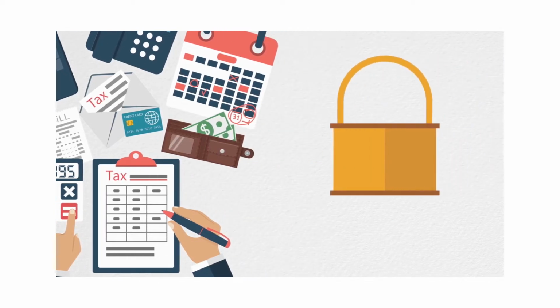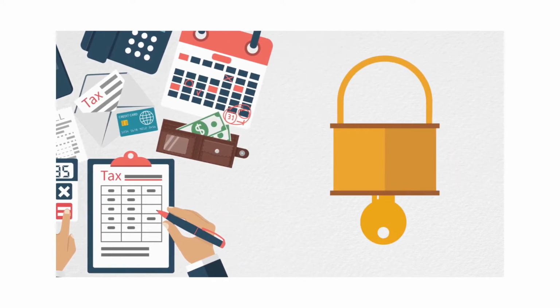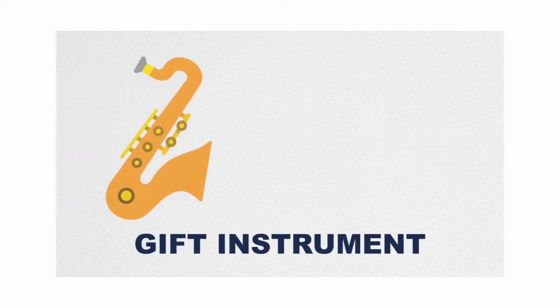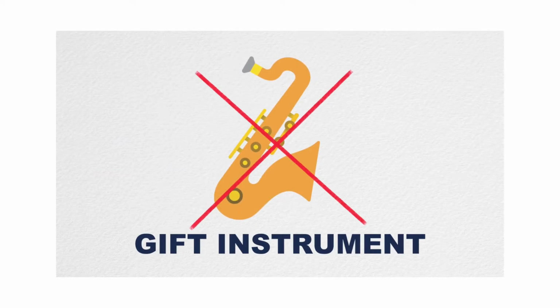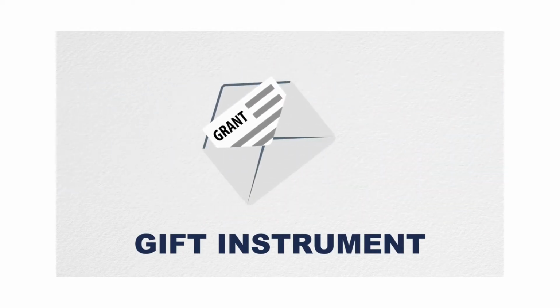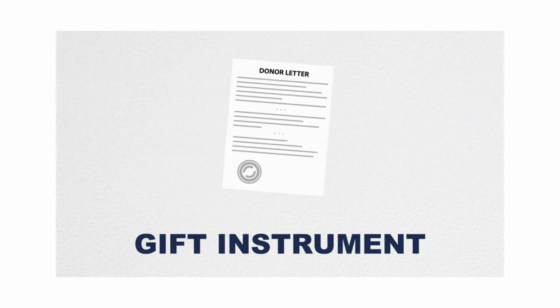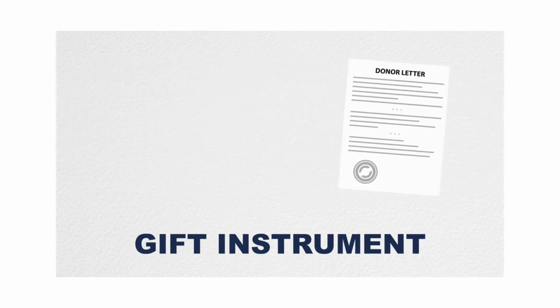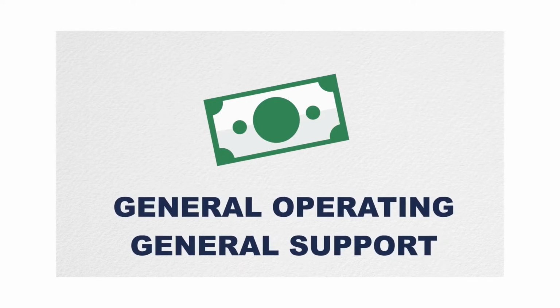Restrictions can only legally be placed on funds by their donors. The shape and form of the restrictions are defined in the gift instrument. And no, we're not talking about the saxophone you got for your birthday. Examples of gift instruments include award letters from foundations, or letters from individual donors. Many individual contributions are given without donor restrictions, as are general operating and general support grants.